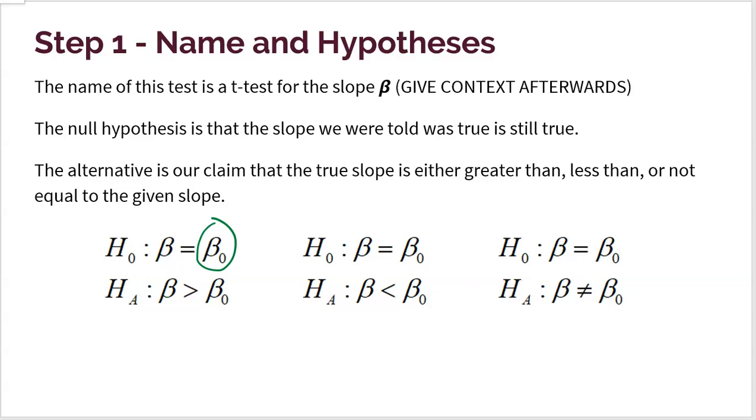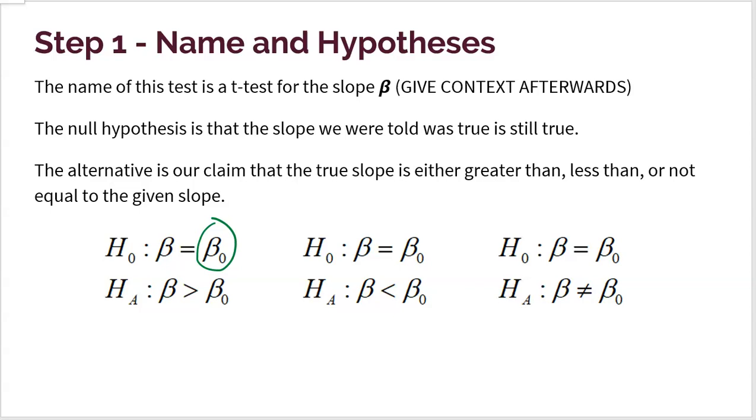So maybe the problem stated that the slope between the temperature on a given day and the ice cream sales on that given day is 5. We think the slope is 5. So for every 1 degree of change in temperature, ice cream sales go up by $5. Okay, that's what we read. That's what we thought was true. So that would be the null, okay?